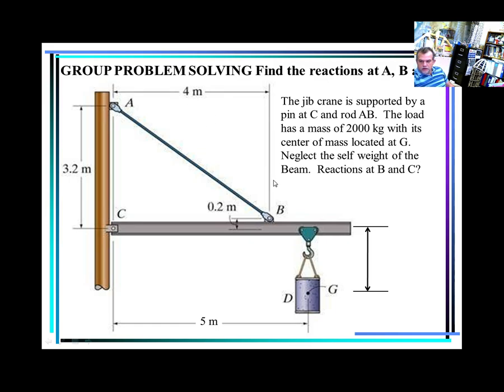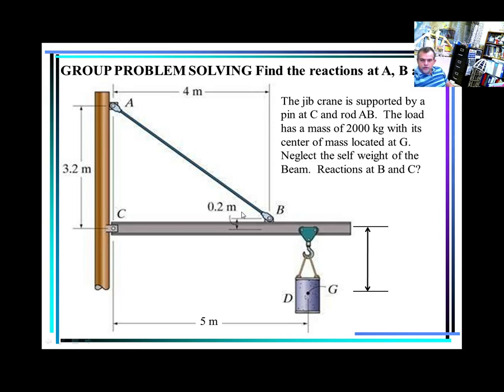How do I calculate this component? Well, I can calculate the angle. What is the angle? The tangent of this angle will be, if this is 3.2 and this is 0.2, be very careful, because you have to say 3.2 minus 0.2, that will be this height, divided by this base, 4 meters, and that will give me the tangent of this angle.